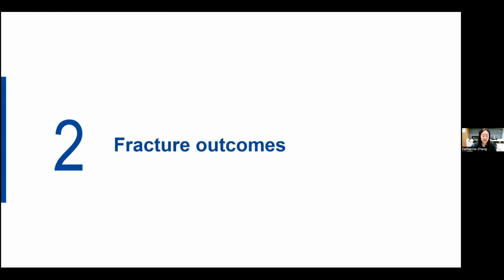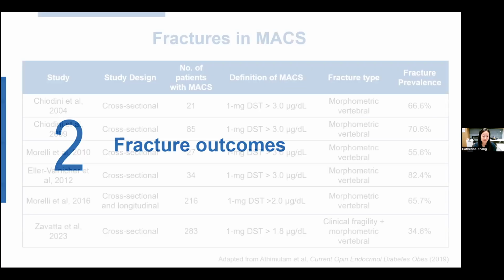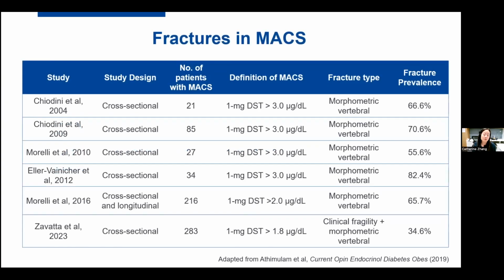I'm going to move on now to looking at fracture outcomes specifically in MACS. There have been multiple cross-sectional studies now that show that patients with MACS have a higher prevalence of fractures compared to patients with non-functioning adrenal nodules. I've summarized the main studies in this table here. Unfortunately, there's not enough patients, or there hasn't been any pooled meta-analysis on this data yet.